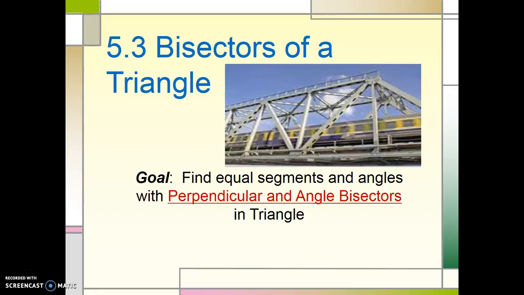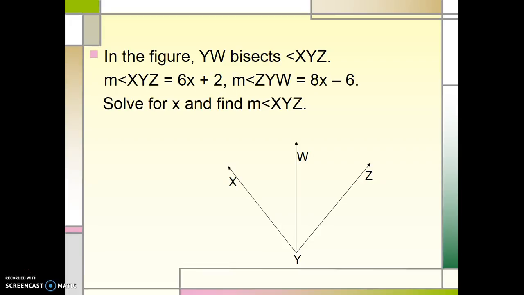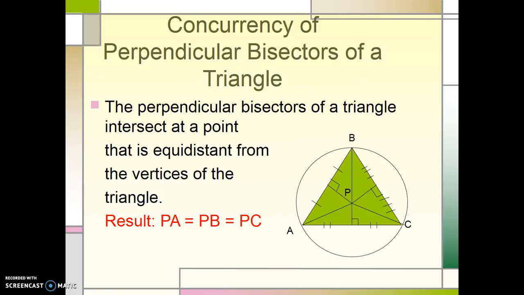Hello class, today we're going to do chapter 5 section 3, bisectors of a triangle. Our goal will be to find equal segments and angles with perpendicular and angle bisectors in triangles. There's a little soccer problem with angle bisectors you can take a look at.